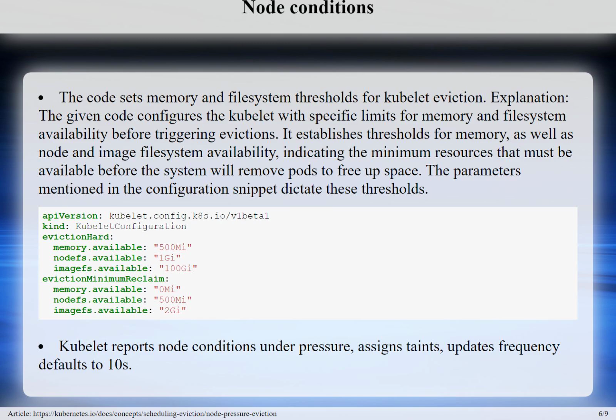The kubelet is a crucial component of managing node resources in a Kubernetes cluster. When a node is under pressure, possibly due to a hard or soft eviction threshold being met, the kubelet updates node conditions. These conditions are then represented in the control plane as taints, enabling the system to manage resource allocation by influencing scheduling. The frequency of these updates can be configured, but the default is every 10 seconds.